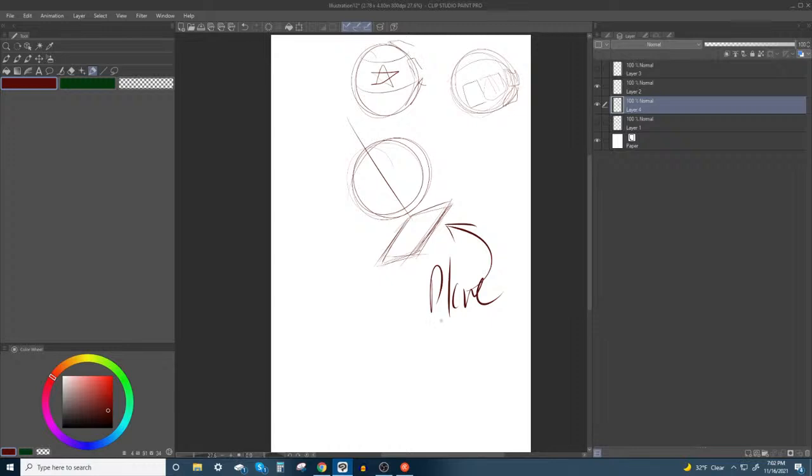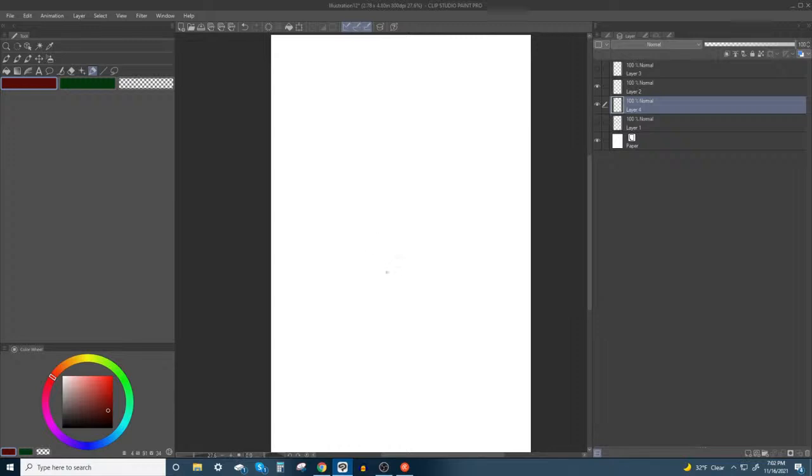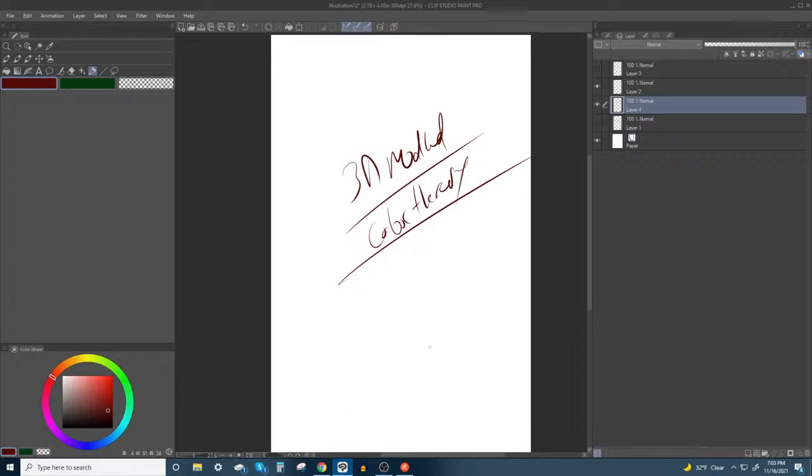This type of talk is only more for two things: 3D modeling and color theory. The reason why is because you're going to understand something with shadows. Shadows. Damn it! Can't spell today.